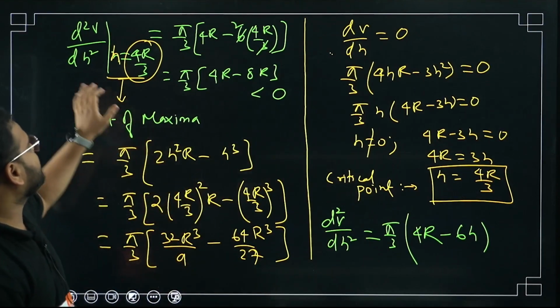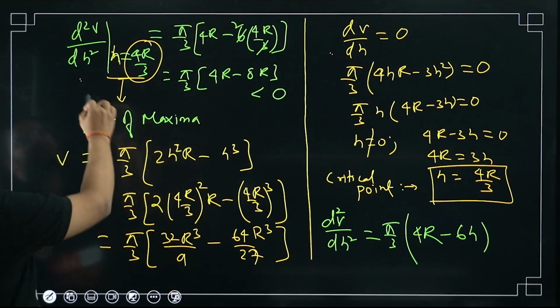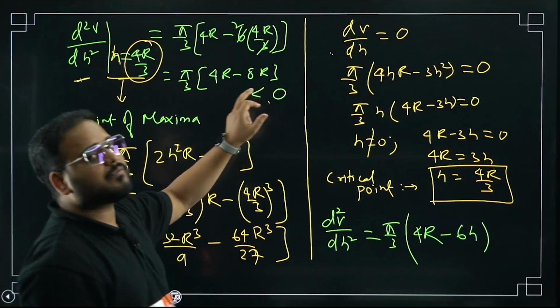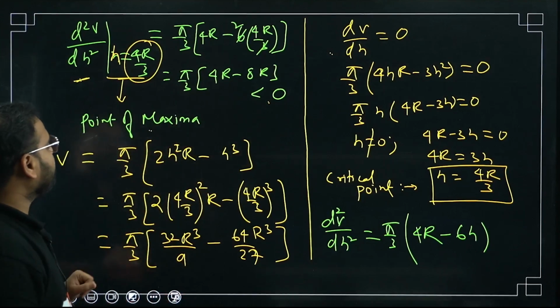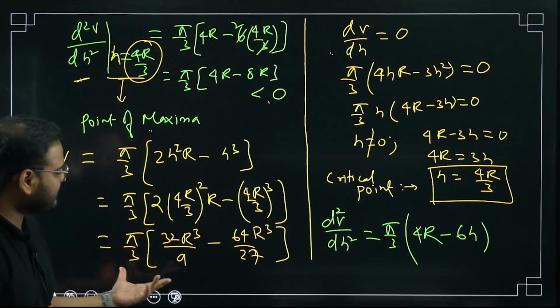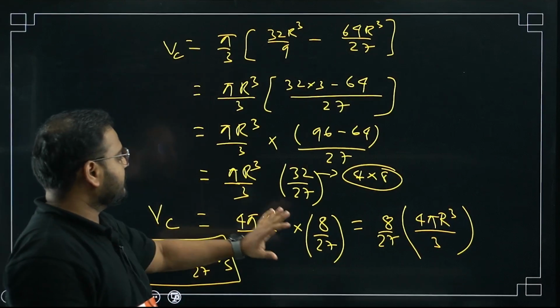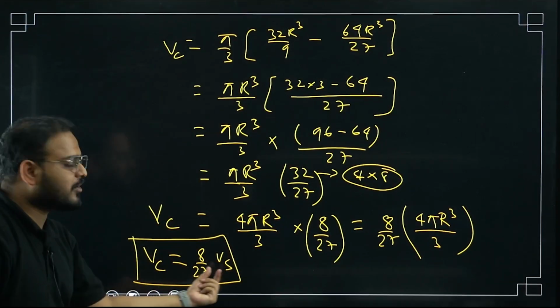Once we get the critical point, we check the second derivative test, which came as negative. It means a point of local maxima. Once I get that, I get the maximum value, which is coming as 8 by 27 times the volume of the sphere.